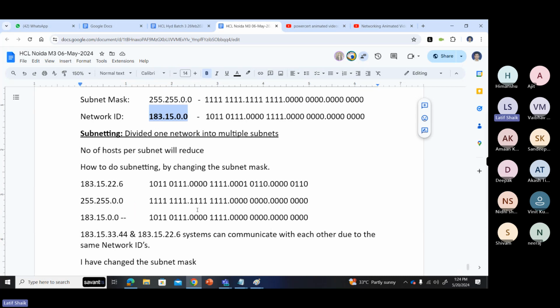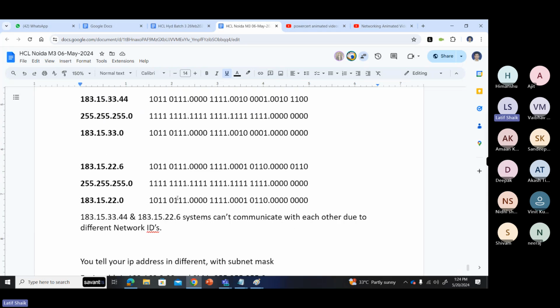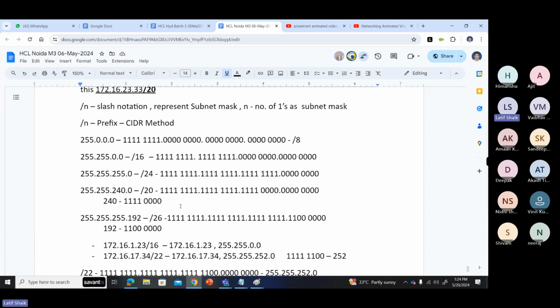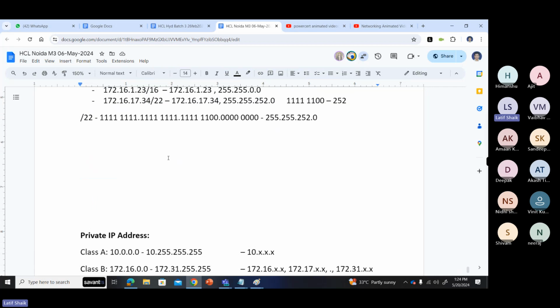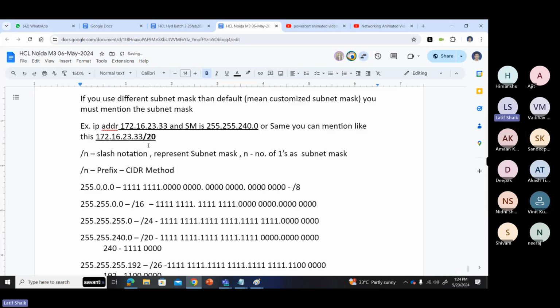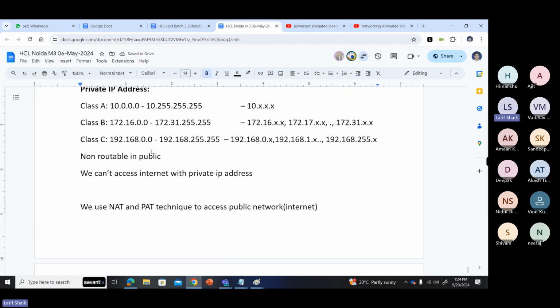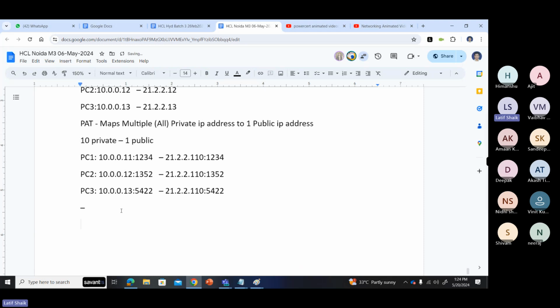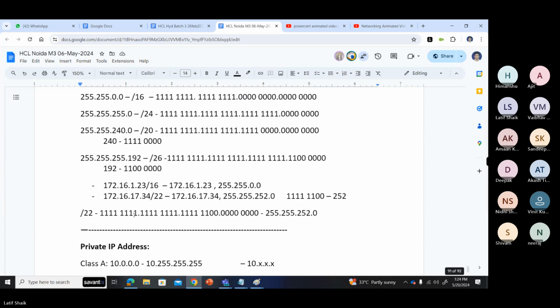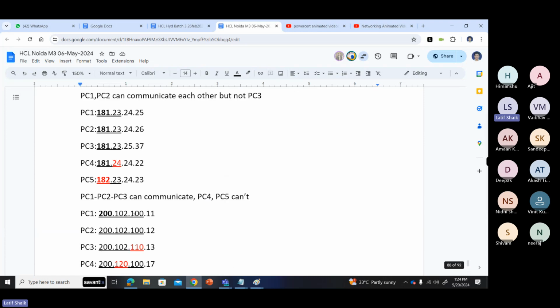I will also tell you the meaning of subnetting. I'm not showing any subnetting calculations today. I will tell you what subnetting is, and how to represent the subnet mask with a slash notation. That we are going to discuss tomorrow. Also we are going to discuss what is a private IP address, what is NAT and PAT. Then if we have time, we'll also discuss the OSI layers. For now, that's it for today.